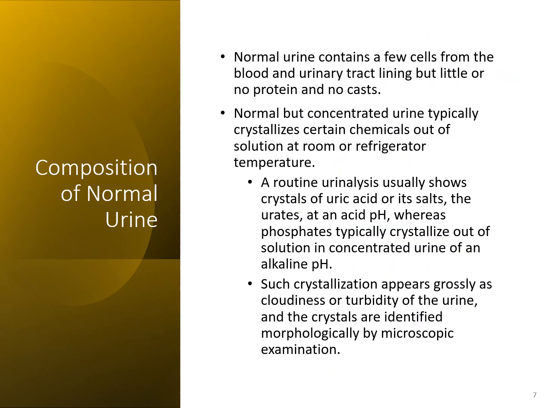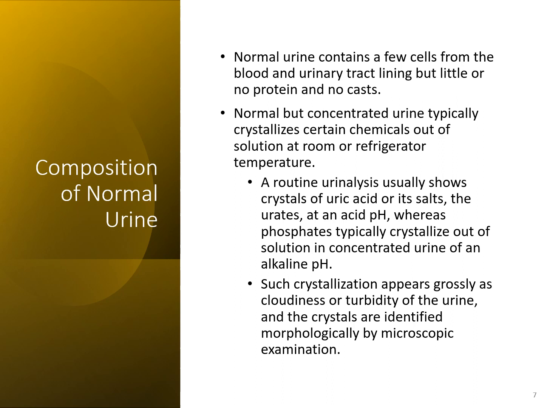So normal urine has very few cells in it, like red blood cells or white blood cells. It may also have a few of the cells that line the urinary tract itself. It does not have, or has very little, protein or cast. However, normal concentrated urine can form normal crystals. It just depends on the chemical makeup of the urine and how it's stored. Refrigeration tends to make these crystals appear. And with that, you will learn the difference between normal and abnormal crystals.